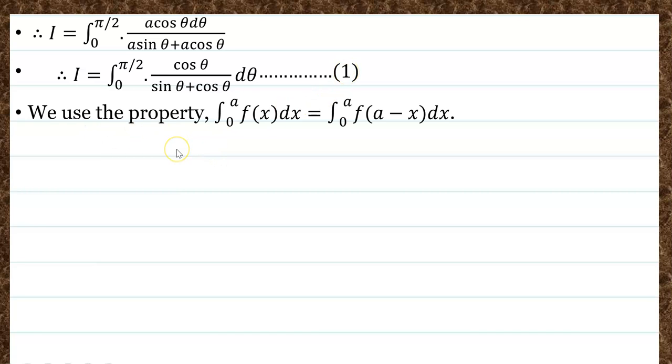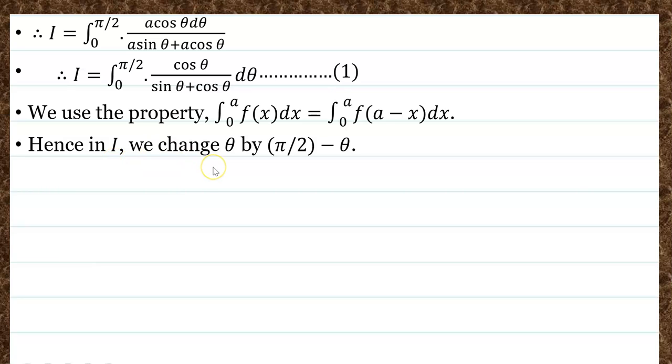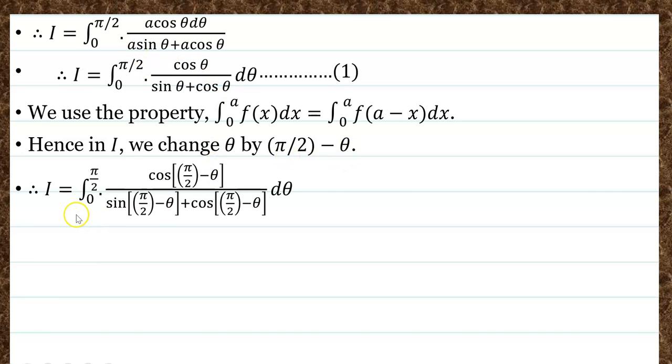Now here we'll again apply the property we just proved: integral 0 to a f of x dx is equal to integral 0 to a f of a minus x dx. Hence I will change. Theta is replaced by pi by 2 minus theta. Therefore integral 0 to pi by 2 cos of pi by 2 minus theta upon sin of pi by 2 minus theta plus cos of pi by 2 minus theta. But what is the cos of pi by 2 minus theta? Sin theta. Here we get cos theta, here sin theta. And this is equation number 2.